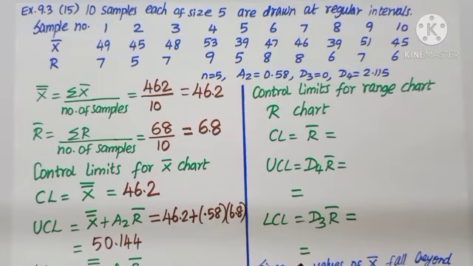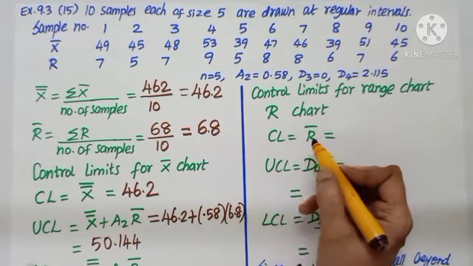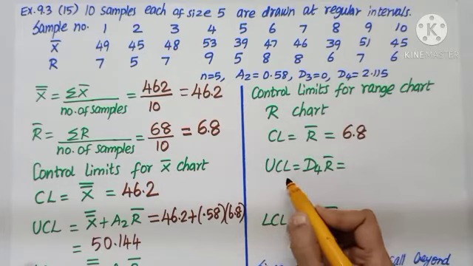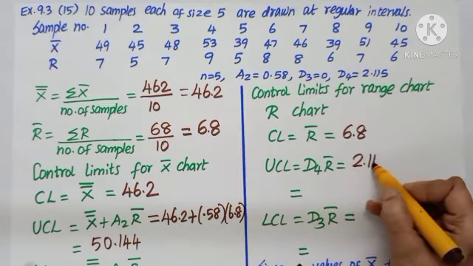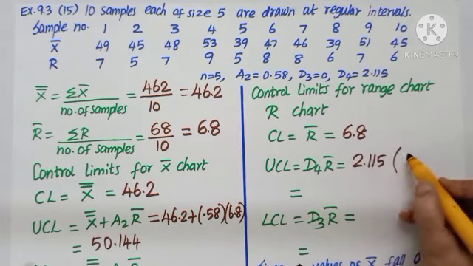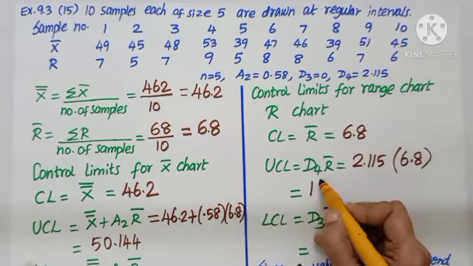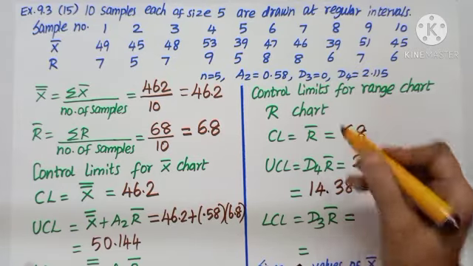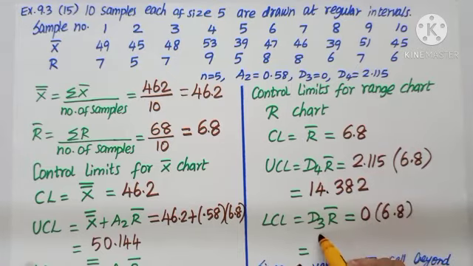Proceeding to find control limits for range chart. CL is R bar, that is 6.8. UCL is D4 R bar. D4 2.115 into R bar 6.8. As we multiply, we get 14.382. D3 is 0. R bar is 6.8. As we multiply, we get 0.